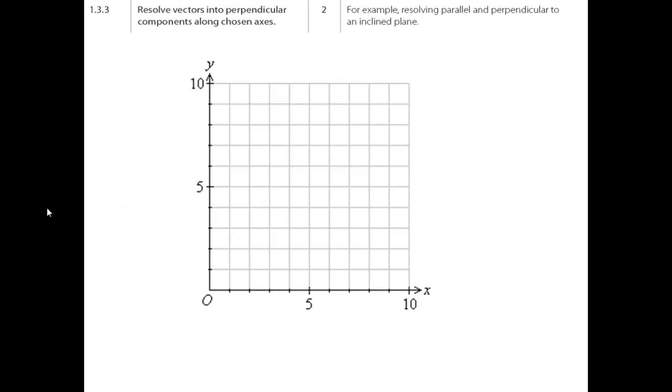We have to resolve vectors into perpendicular components along the chosen axes. An example we're going to give is we have a force which is acting in this direction. So the force is 12 newtons acting at 30 degrees to the vertical. No, sorry, it is 12 newtons acting at 30 degrees to the horizontal. That's 30 degrees. Now we want to find what are the components in the horizontal and the vertical direction. So we draw a dotted line down here.